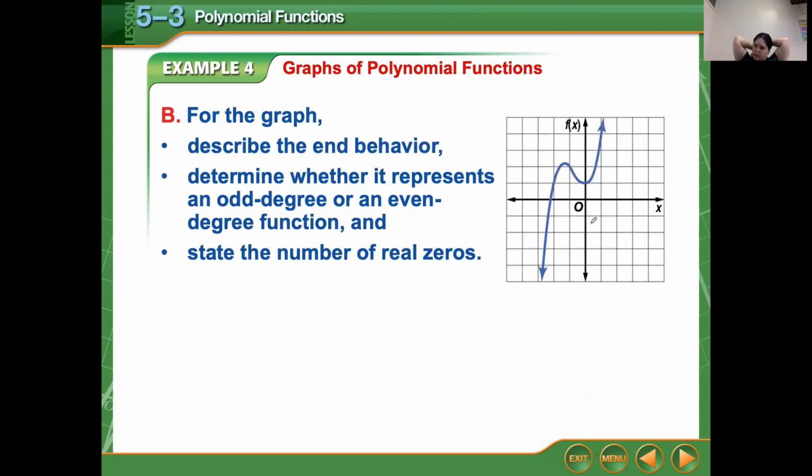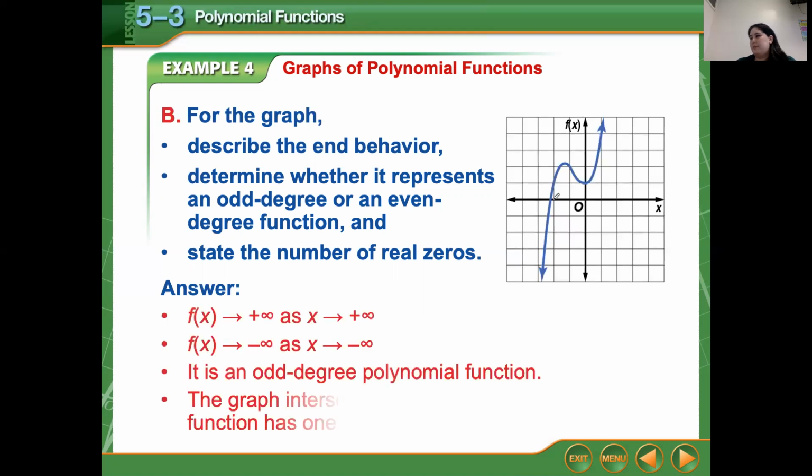All right, so here is our second graph. Describe the end behavior. Is it even or odd? And the number of zeros. I can see it falls to the left and rises to the right. Since we have opposite directions in our end behavior, it is an odd function and it has one real zero. And again, pause the video as needed.